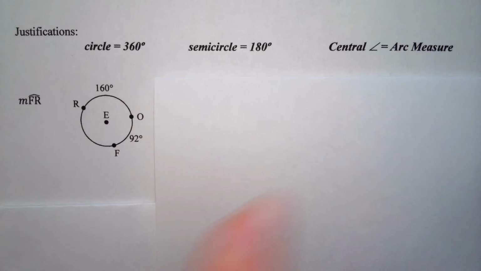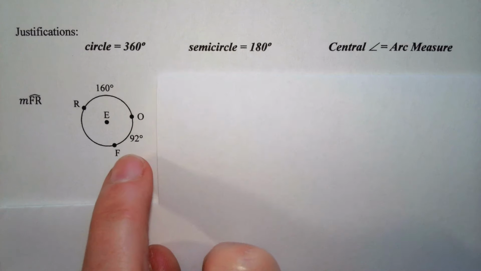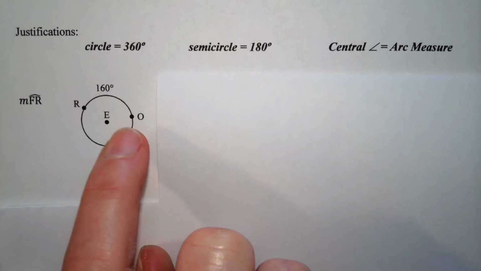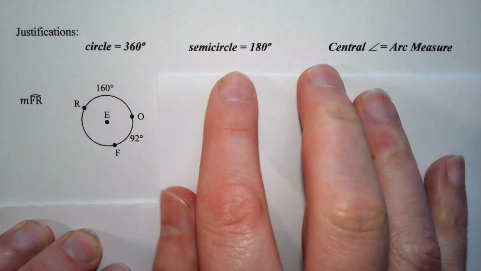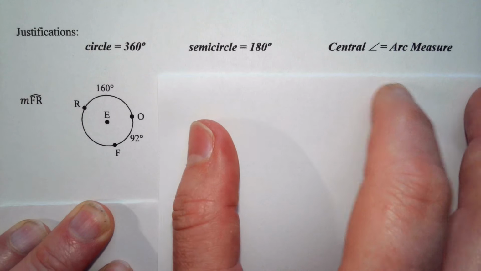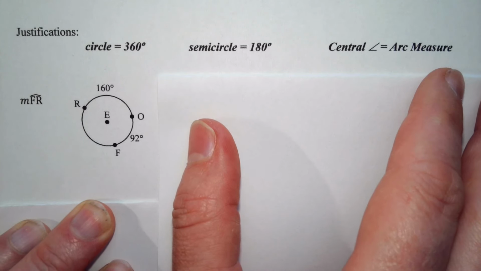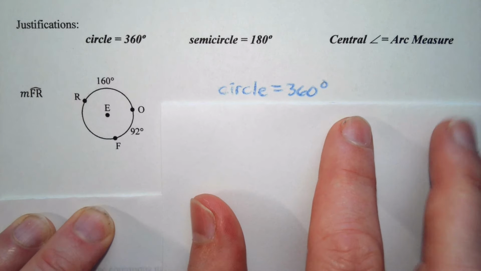Of these three justifications, we will use circle equals 360. I know that because I know all of the arcs of the circle except for the unknown one I'm solving for. So, we will write down our justifications and work like we have done in previous chapters, but this time using special notation with circles and arcs. First justification, circle equals 360.